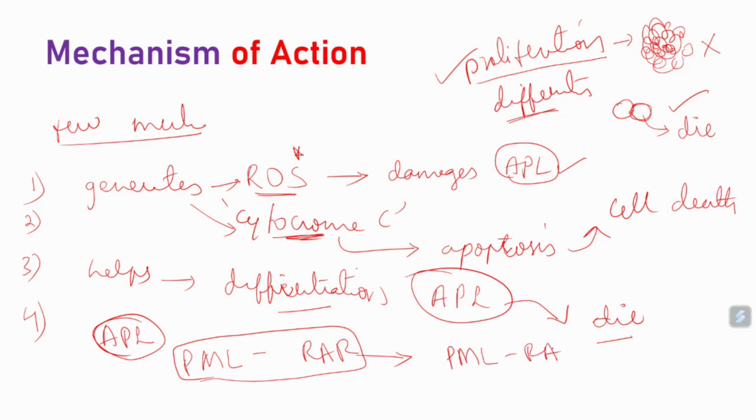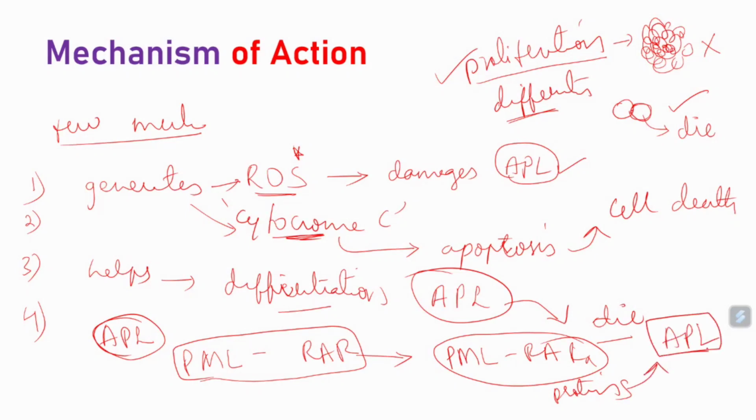PML-RAR, not APL, it is PML-RAR alpha proteins. So these proteins will again cause formation of APL. Okay. So APL formation is caused due to the production of the proteins PML and RAR, and this production of proteins is seen in patients whose gene fusion has occurred between PML and RAR. So here, arsenic trioxide will degrade these proteins.